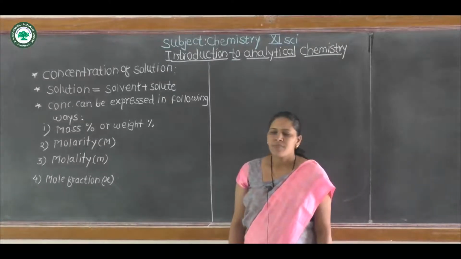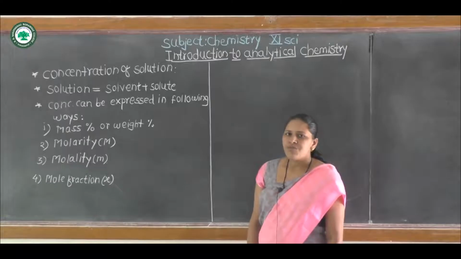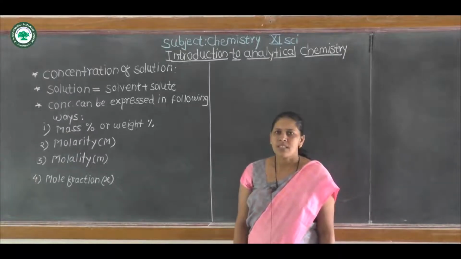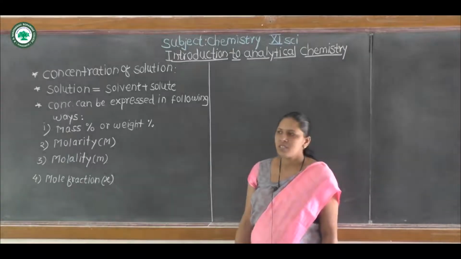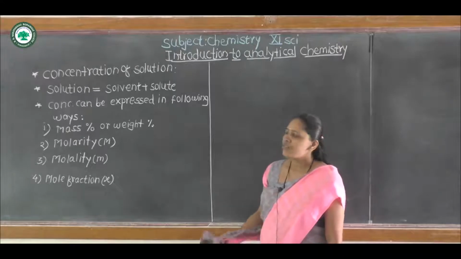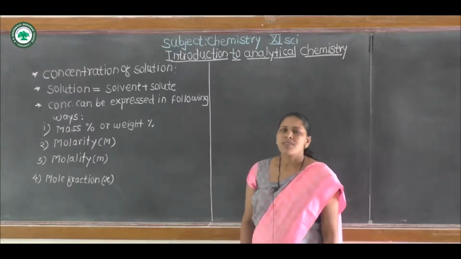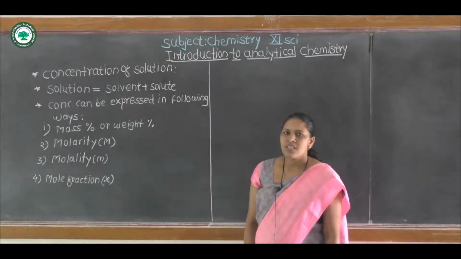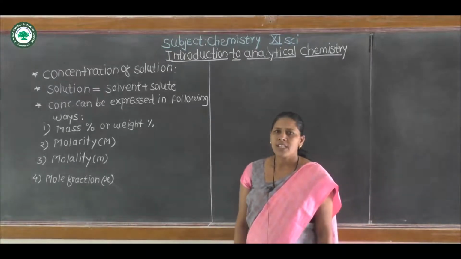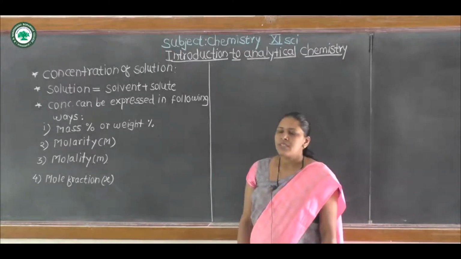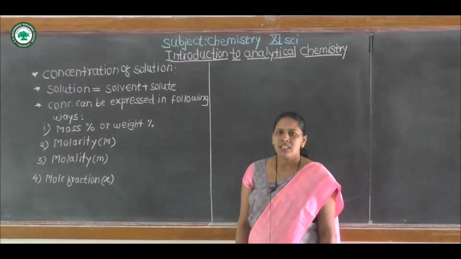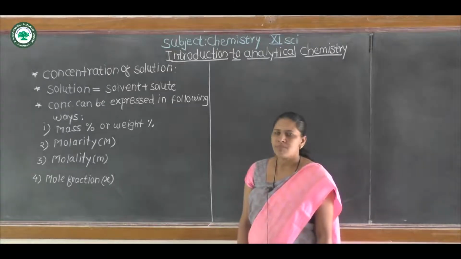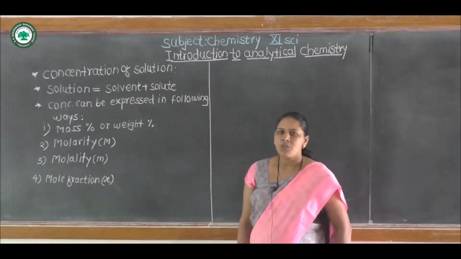There are different ways of expressing concentration of solution. These ways are: first is mass percentage, also called weight percentage. Second is molarity, denoted by capital M. Third is molality, denoted by small m. And fourth is mole fraction, which is denoted by small x.